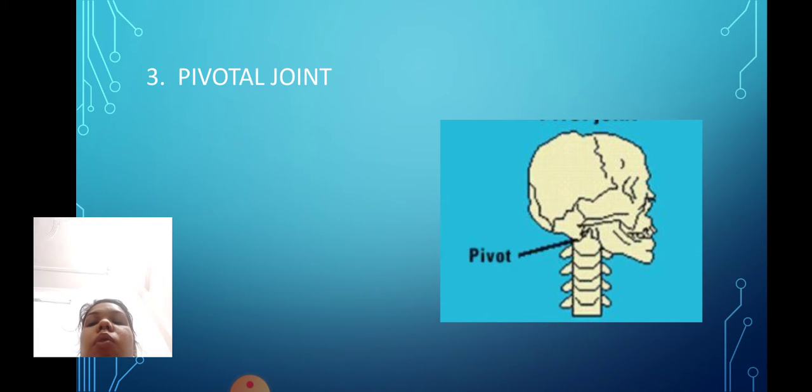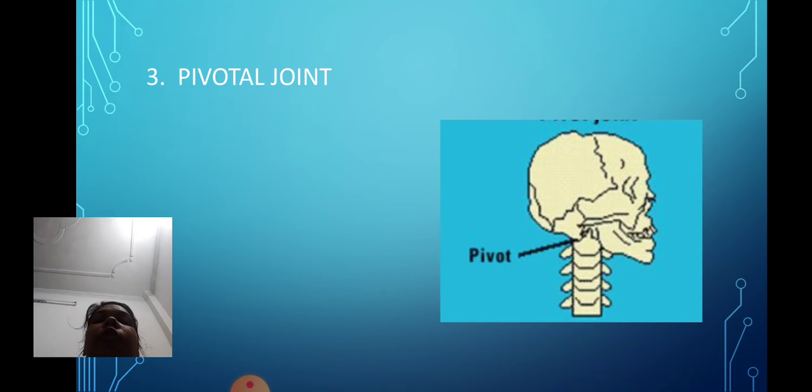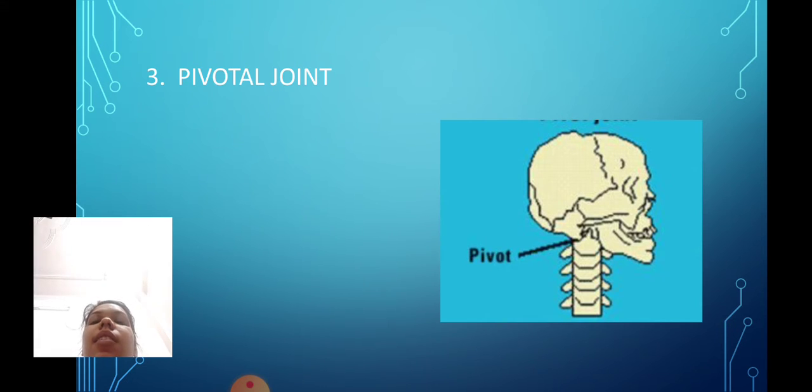A cylindrical bone rotates in the form of a ring. Give an example of pivot joint. An example of pivot joint is the joint between our neck and shoulder. What is a fixed joint?